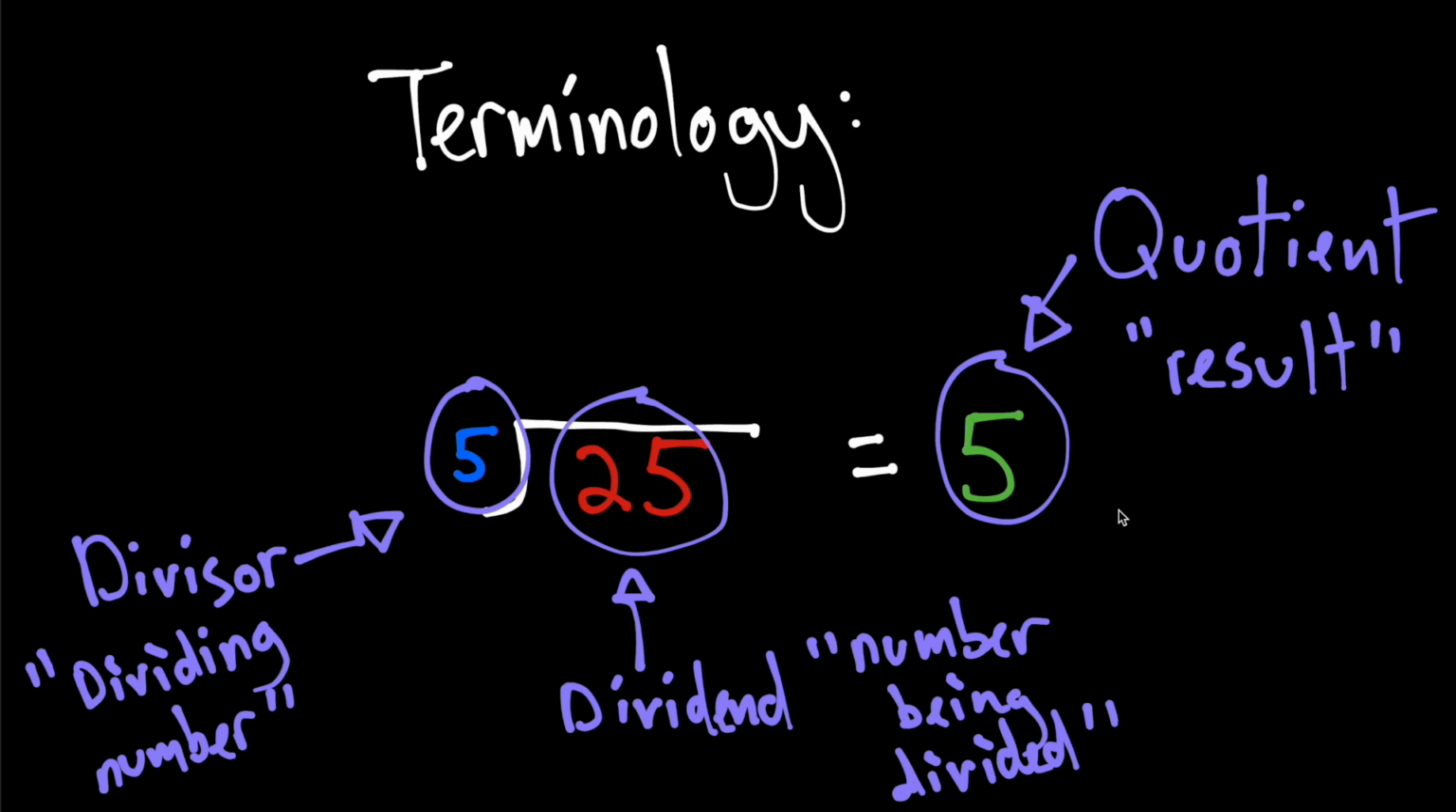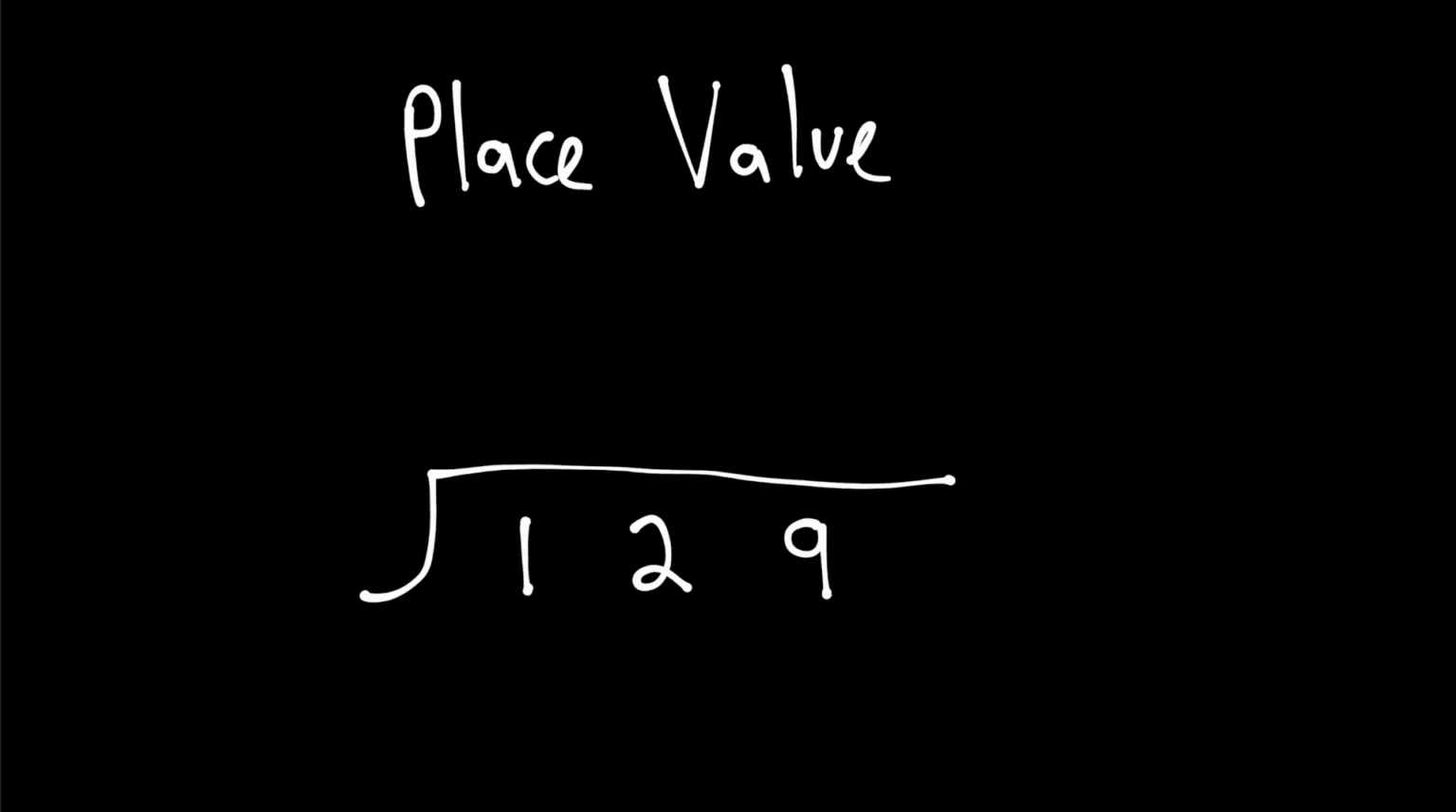And the green 5 up on screen is the quotient. So 25 divided by 5 gives a quotient of 5. Easy as. With that out of the way, we can get into place value.